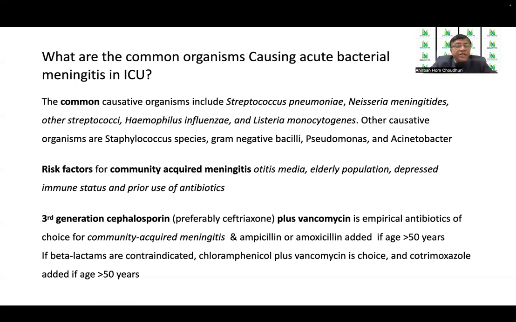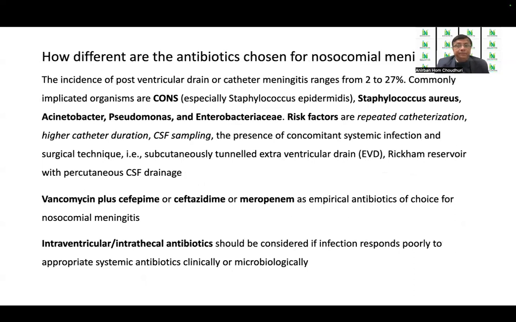So initially, third generation cephalosporin plus vancomycin is the empiric antibiotic of choice for community acquired, and ampicillin or amoxicillin should be added if age is more than 50 years. If beta-lactams are contraindicated, chloramphenicol plus vancomycin is given. Chloramphenicol had been discarded a long time back, but again, it is resurfacing as a new antibiotic, just like colistin did some years back. So chloramphenicol is also being explored in a new way. And cotrimoxazole if the patient is elderly, with age above 50 years.